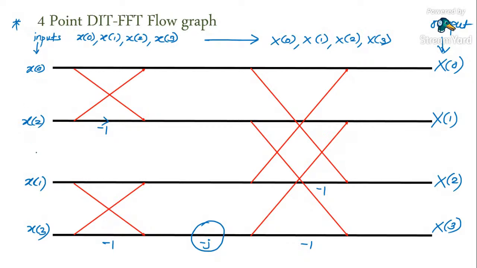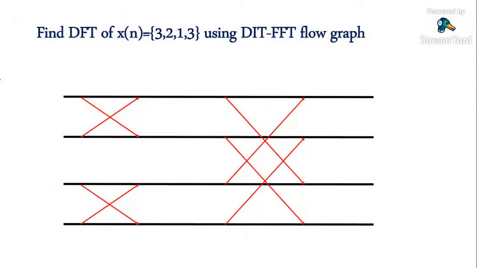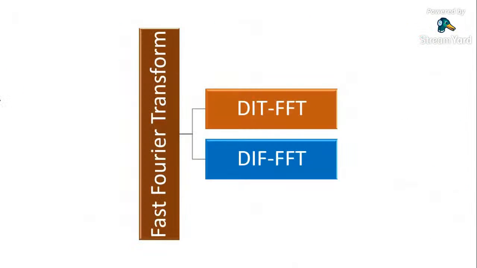X of 0, x of 2, x of 1, x of 3, and x of 0, x of 1, x of 2, x of 3. Now how can you remember those terms? It is very simple. We know 0, 1, 2, and 3. As there are 4 numbers, 0 to 3, we can represent them by using 2 bits. How will 0 be represented? 0, 0. 1 will be represented as 0, 1. 2 will be represented as 1, 0. 3 will be represented as 1, 1.